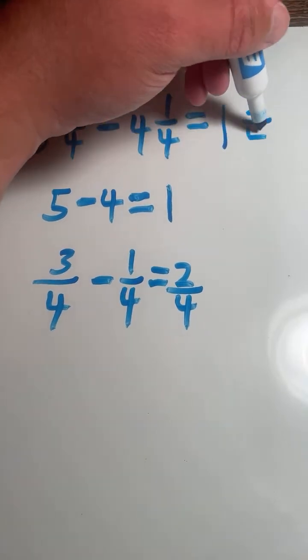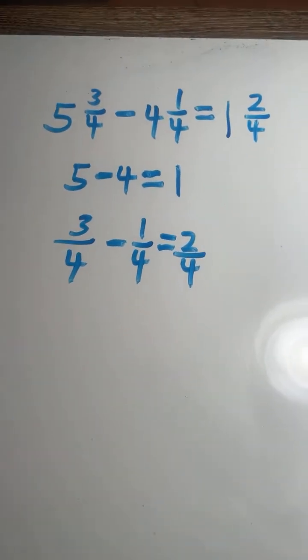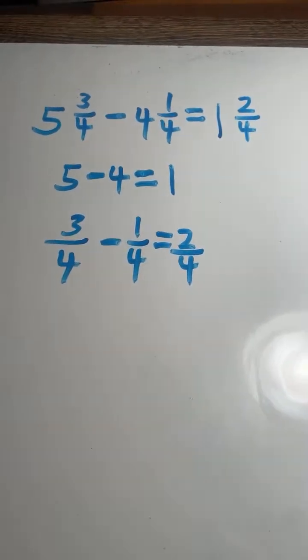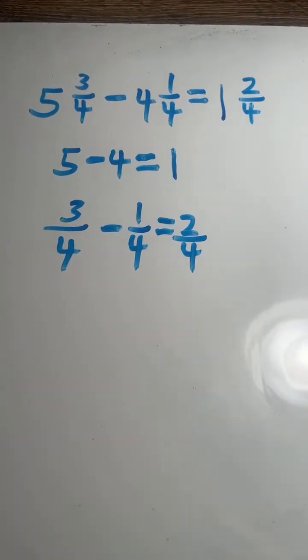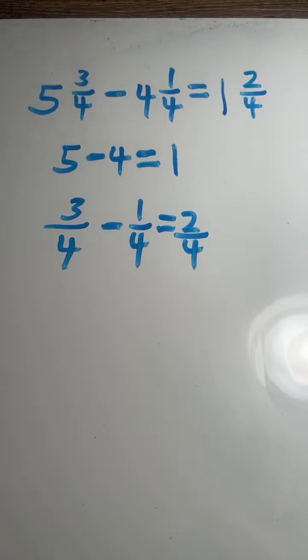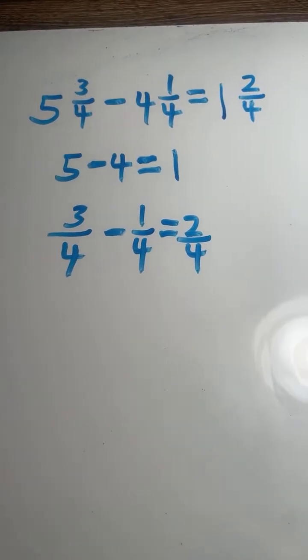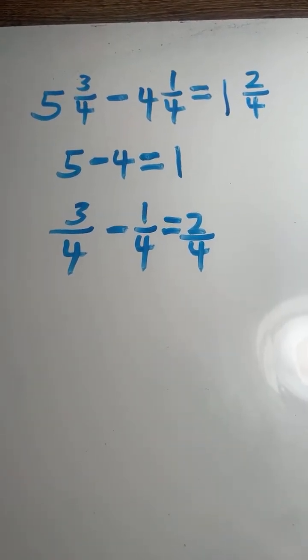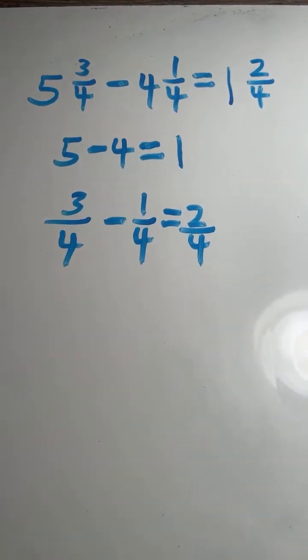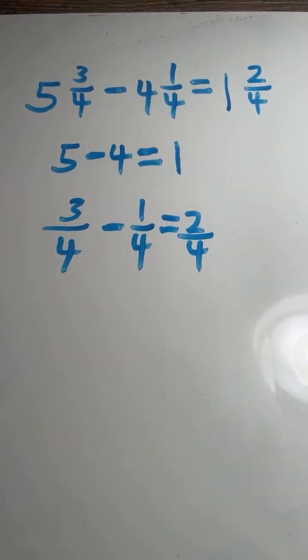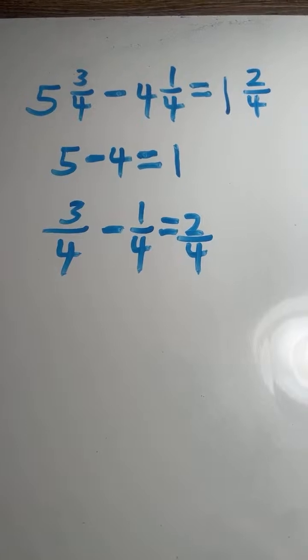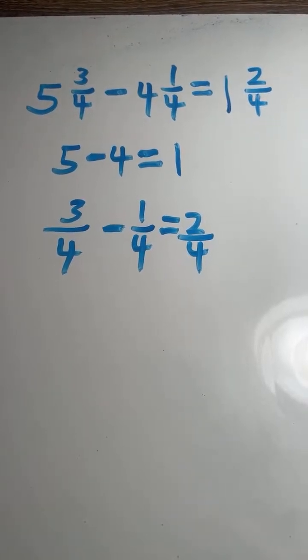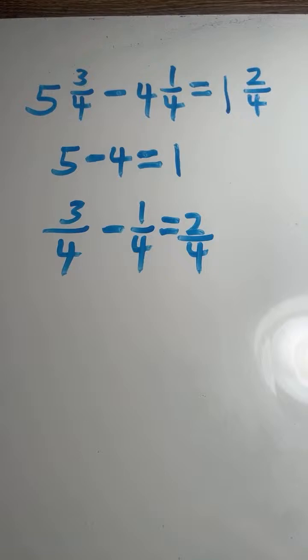Now 2/4 is not in lowest terms, it can be reduced, but the reducing of fractions, I like to keep that to its own video. So for all intents and purposes, this will be our final answer for this problem. Even though the fraction can be reduced, I'm going to make that its own video. 5 3/4 minus 4 1/4 equals 1 2/4.